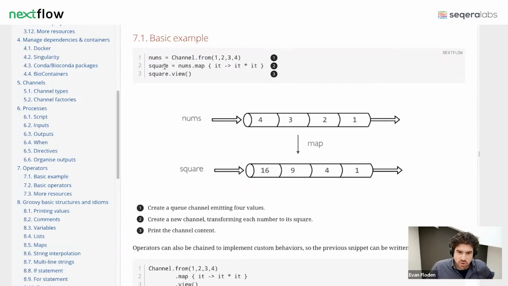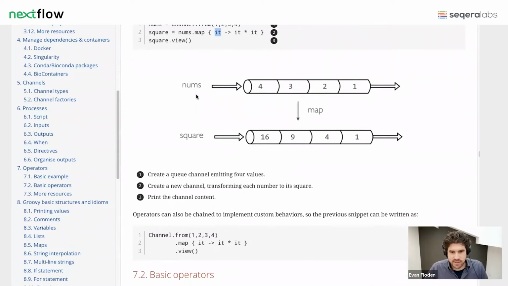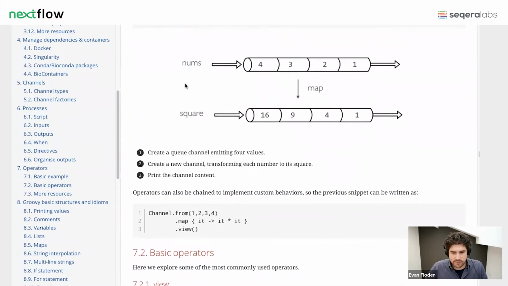So we're creating a new channel from the nums channel, and we are taking a map, which is a generic operation that's going to take an item and multiply it by itself. In our case, we have 1, 2, 3, and 4, and that becomes 1, 4, 9, and 16. This is a visual representation of what's taking place. And this new channel has this name here, which we can see.